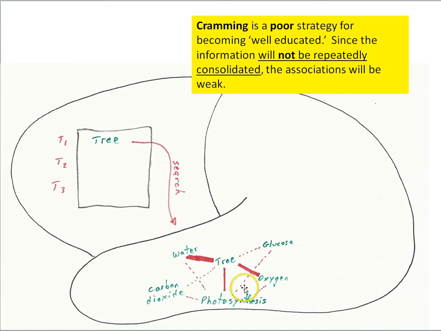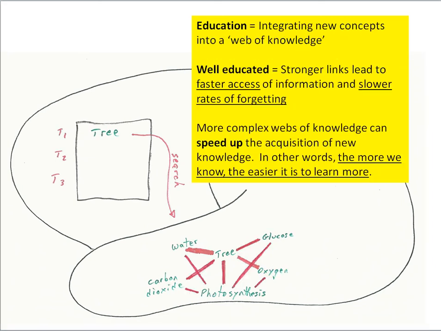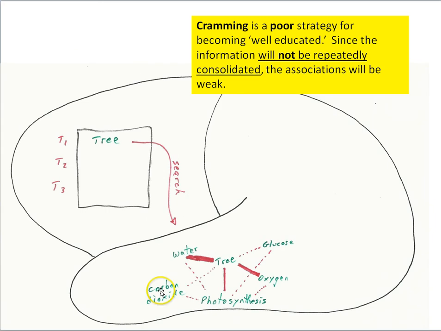So while we might pass the quiz, because these links are weak, we're going to lose retrieval access to this information over time. For the well-educated individuals, because these links are strong, they will be able to retain access to that information. The goal then is, of course, to become well-educated. We want a brain that looks like this, not like that.